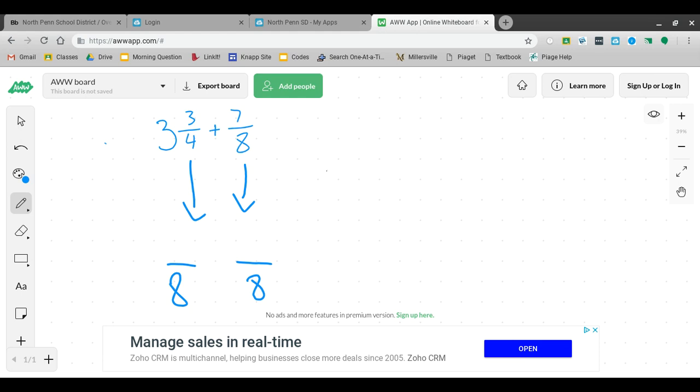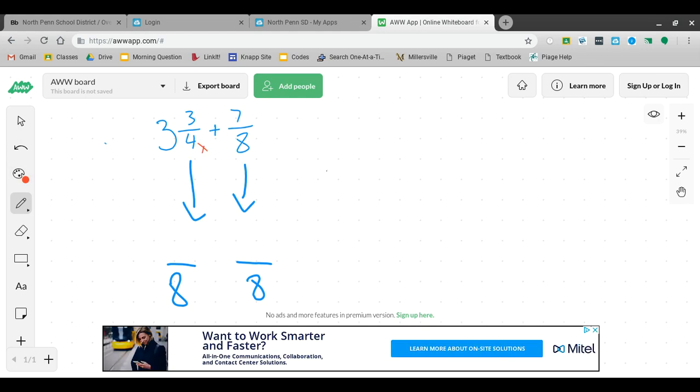All right, so 4 times what will bop me up to 8? Well, 4 times 2 will get me up to 8, and if I multiply the denominator by 2, I must multiply the numerator by 2. So 4 times 2 is 8, so 3 times 2 is 6. Now for 7/8, I don't have to change that, it just stays 7/8.